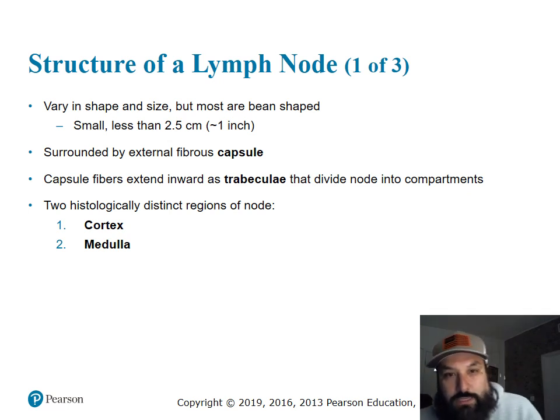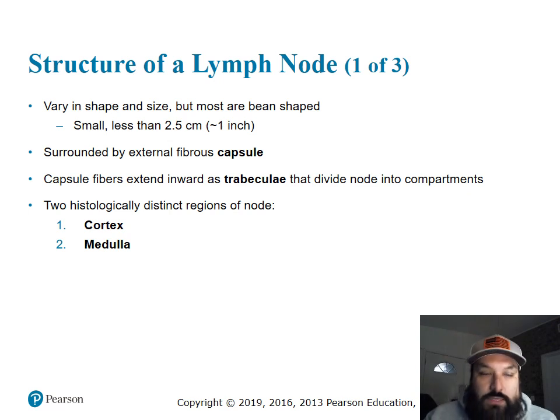Okay, so looking at the structure of a lymph node, they can vary in size and shape. Most are bean shaped, and this one is a little less than an inch, so that's pretty big. We've got a capsule, which is fibrous connective tissue.